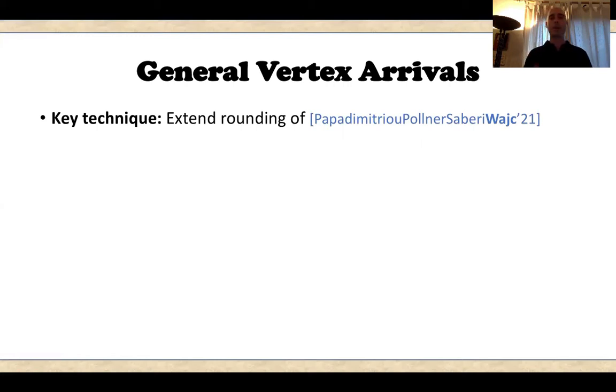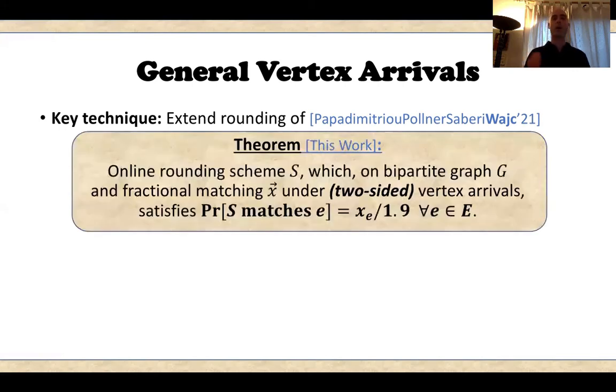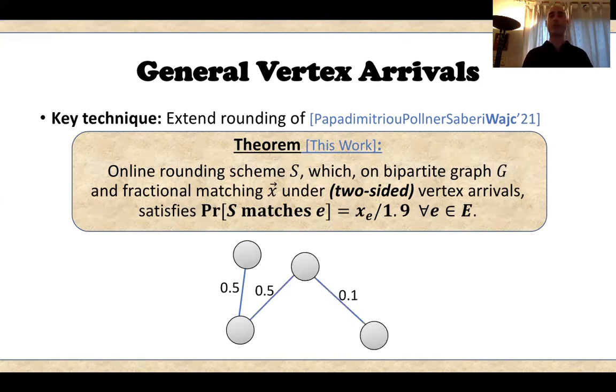A little more formally, the new technical tool we introduce is the following. We introduce an online rounding scheme S, which, given a bipartite graph G and a fractional matching X revealed under two-sided vertex arrivals, matches each edge e with probability x_e over 1.9. The dynamics of the input are as follows. Vertices show up together with their edges and x values associated with these edges. And this rounding scheme decides whether or not to match an edge when it arrives. Another vertex shows up with a few edges. We decide whether to match here or not, and so on and so forth.